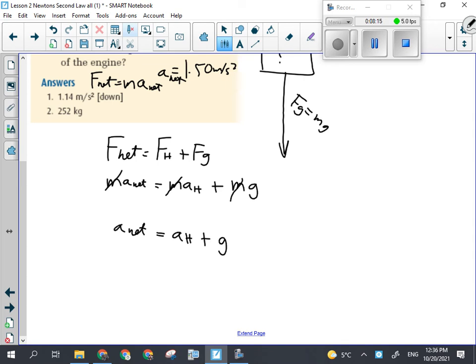Why does this help me? It helps me in this way. I was given that number, and I know that number. Can I solve for the number I don't have? If I solve for this number, which I can do now, I can go back to this and say the force of the hoist equals mass times the acceleration of the hoist. I was given this number, and I'm going to be able to calculate this number. Will that help me get the mass?